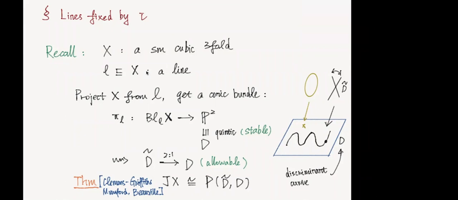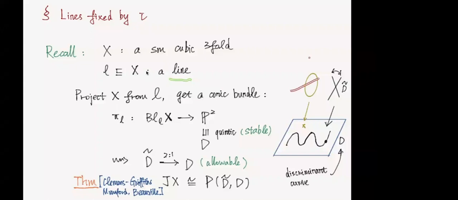The basic idea is how do we study this intermediate Jacobian of a cubic threefold? We try to project this cubic threefold from some line, and try to realize this intermediate Jacobian as a Prym. Let me quickly recall that if I have a smooth cubic threefold and a line, I can project this cubic threefold from the line, and then I get some conic bundle. So here are some pictures.